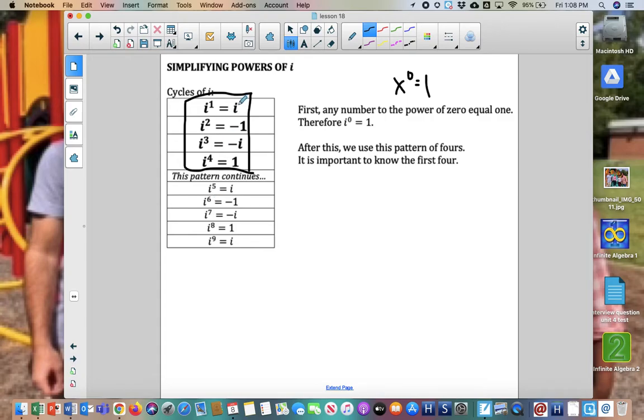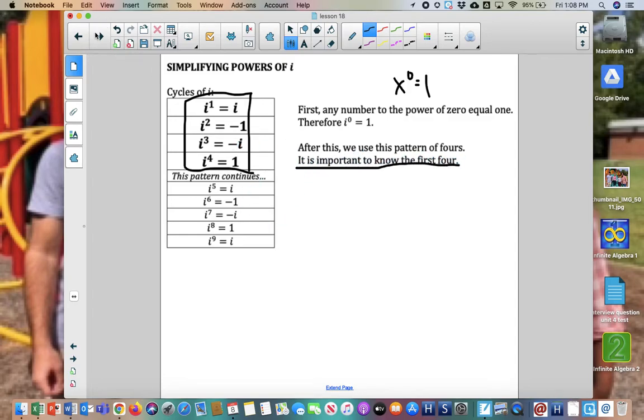So notice how this pattern was i, and then negative 1, negative i, and then 1. Well, i to the fifth is i, i to the sixth is negative 1, i to the seventh is negative i, i to the eighth is 1. So it just continues to repeat, okay? So it's only important that we really know the first 4.